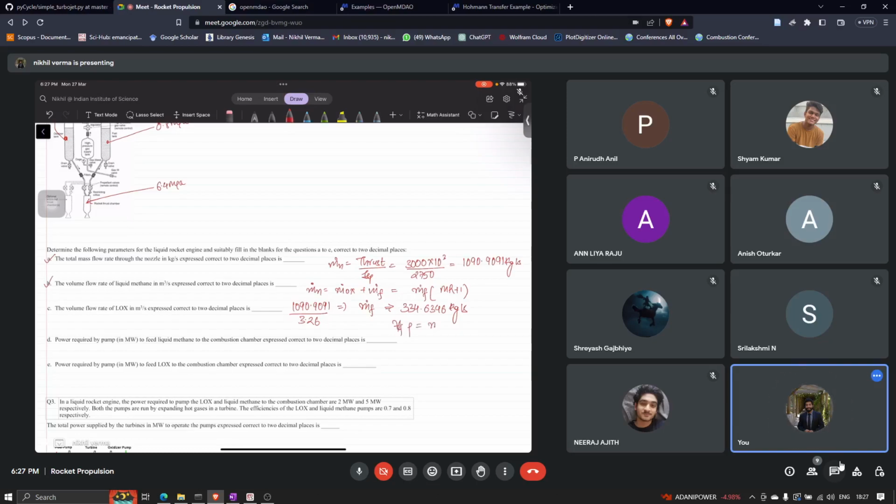Okay, so to calculate the volumetric flow rate, you just have to divide it by the density. So the volumetric flow rate of the fuel is 334.6364 by 424, which is equal to 0.78923 meter cubes per second. I hope you got the same answer, right? Yeah, correct. 0.78923, and the total mass flow rate is 1090.9091.